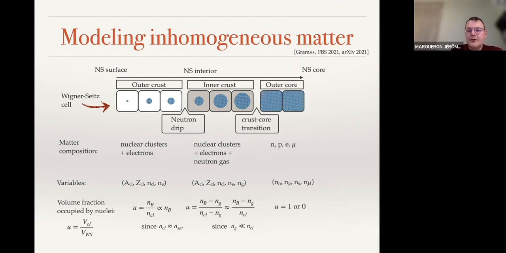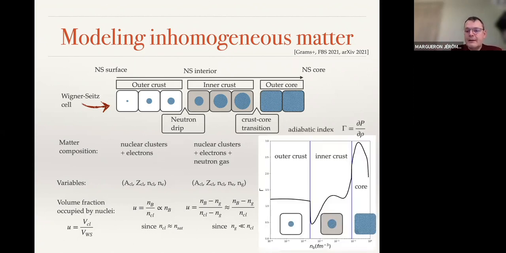And then we enter into the core, where the nuclei merge together. In terms of the adiabatic index, we can also rather well understand these different phases. In the outer crust, you can see the dominance of the electrons. Then you see this big softening of the adiabatic index induced by the neutron gas. And finally, entering into the core, you see a big increase due to the incompressibility of nuclear matter.